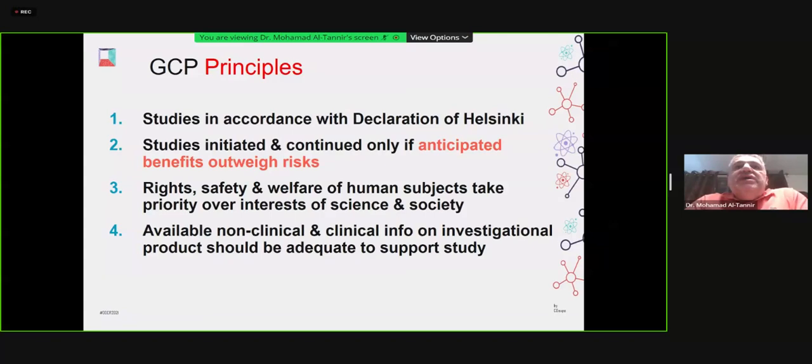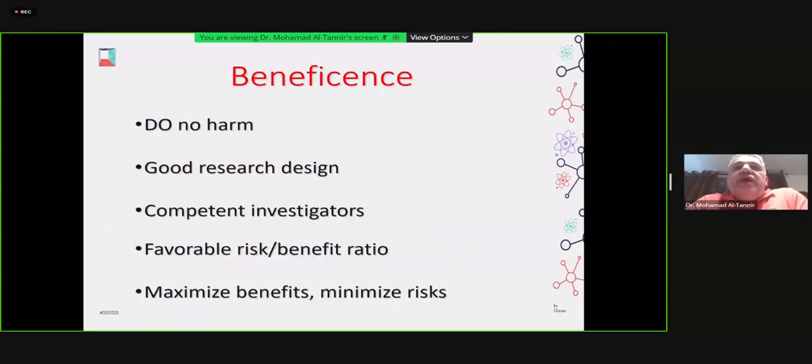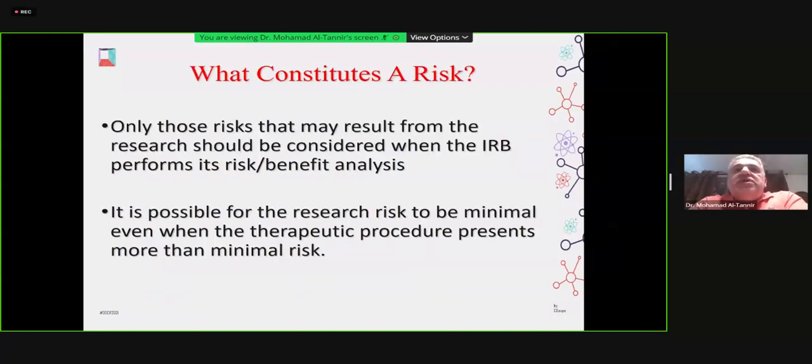So GCP principles: studies initiated and continued only if anticipated benefits outweigh risks. And what do we mean by benefits? By beneficence, that is, do no harm, good research design that will answer the research question, competent investigators based on experience, education, and training, favorable risk-benefit ratio by maximizing benefit and minimizing risks.